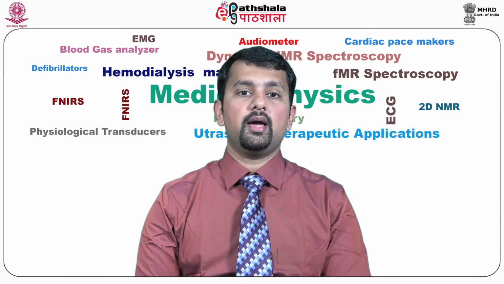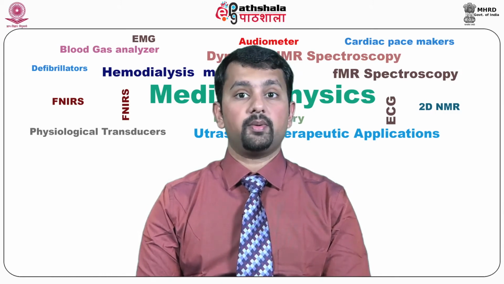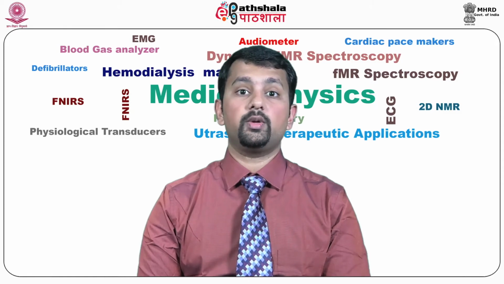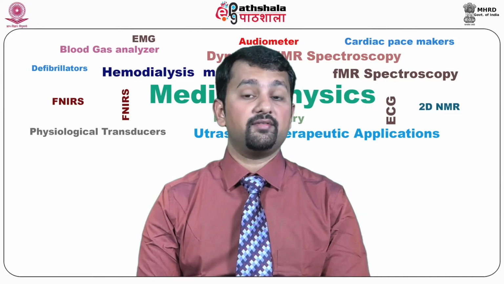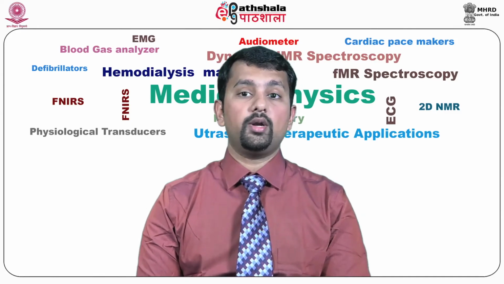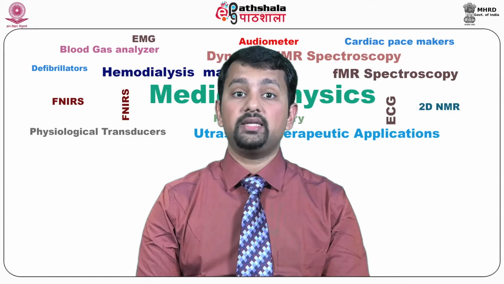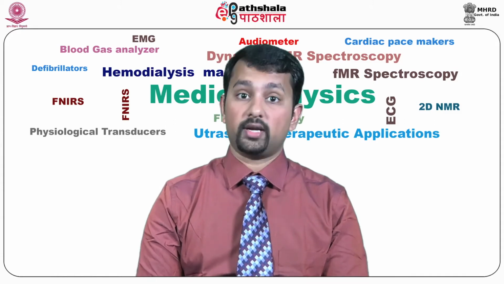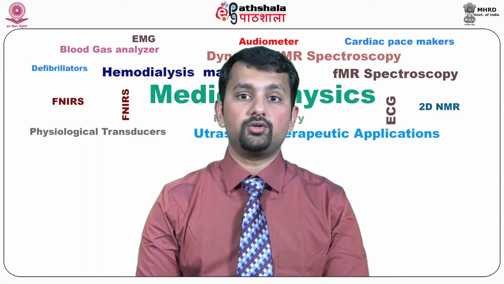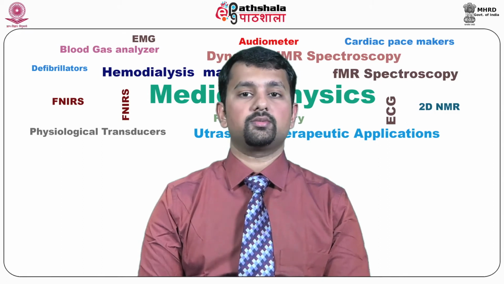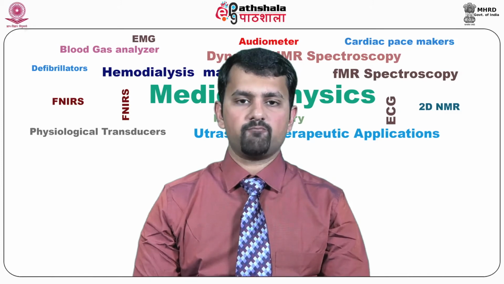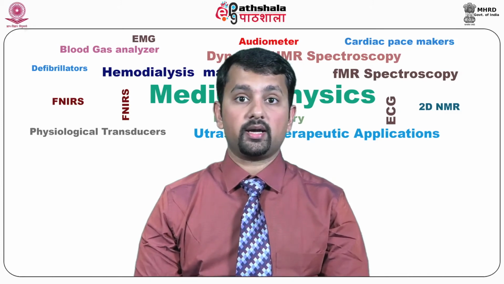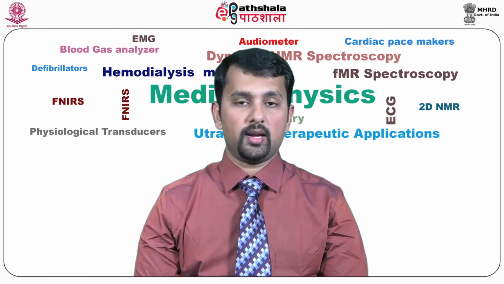gliomas. MRS is a useful tool in follow-up imaging after treatment, where the differentiation between tumor recurrence and radiation necrosis is often difficult in conventional MRI. Choline creatinine ratio of greater than 3 is associated with tumor progression, and a ratio of less than 2 suggests tumor necrosis.